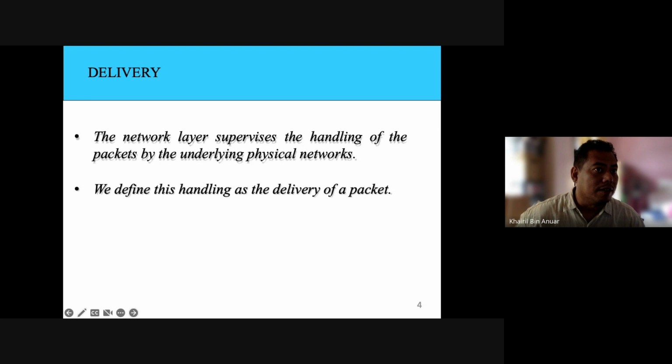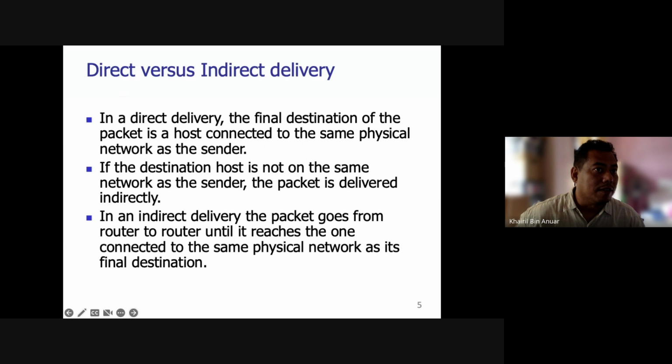So you will see that the header of your network layer can change based on the IP address. It needs to give a different IP address on the header when it moves from one intermediate switch to another intermediate switch. So we have to define the handling as the delivery of the packet. As mentioned, there are two different definitions. The first one is what we call direct delivery and indirect delivery.